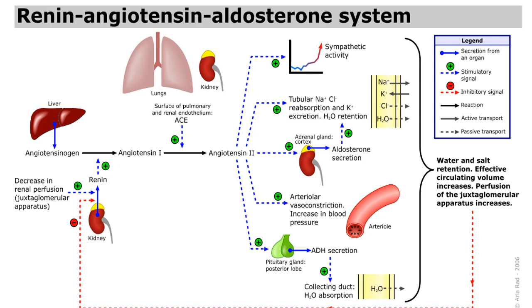The final role of angiotensin 2 is acting on the posterior lobe of the pituitary gland and stimulating the production of ADH or vasopressin. You know, ADH acts on the collecting duct of the kidney and enhances water absorption. So these are the renin-angiotensin-aldosterone system mechanisms for vasoconstriction and increased blood flow in the circulatory system.